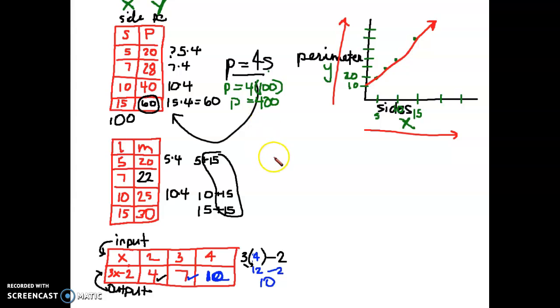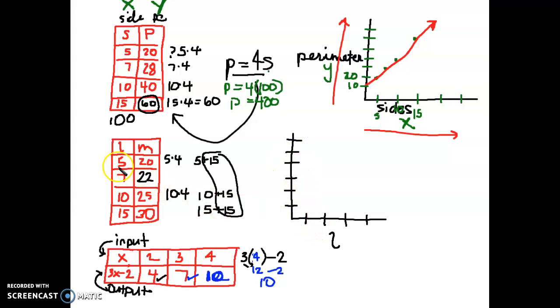Actually, you know what? Let's just do it again. You guys can look at example 3. We're going to graph this right here. So I'm going to draw a graph like this. We're going from 5 to 15, so I'm going to put L down here. Let's count by 5s again: 5, 10, 15, 20. We're going from 20 to 30. What do you think we should count by? Fives? 5, 10, 15, 20, 25, 30.